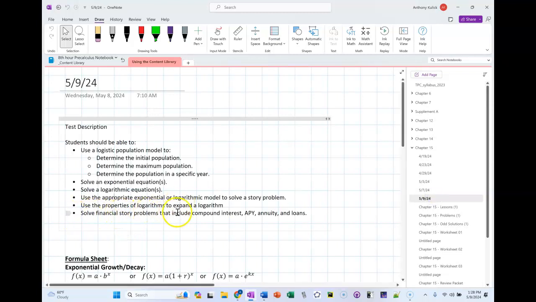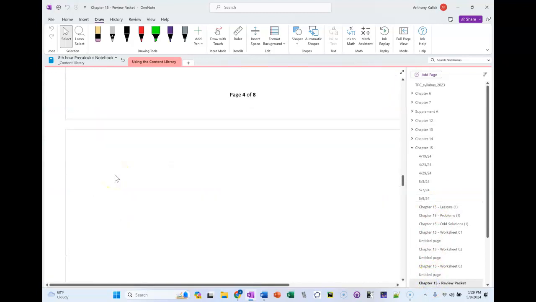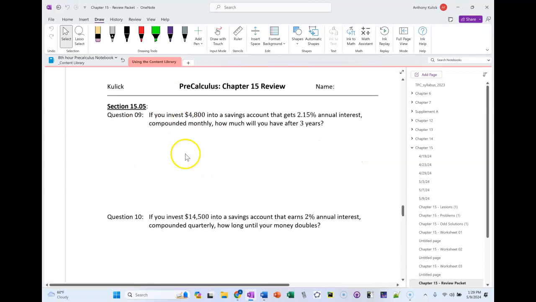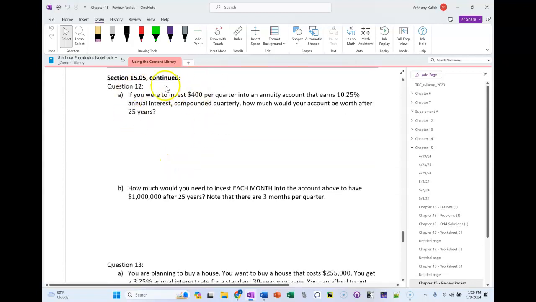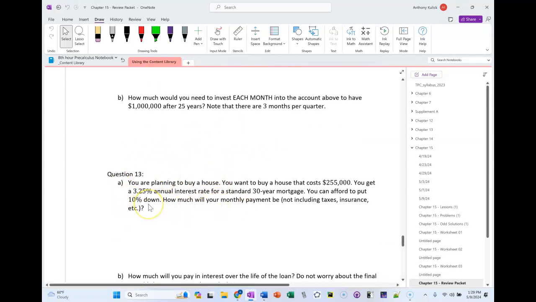And then solve financial story problems that include compound interest, APY, annuity, and loans. Again, if we look at our review, this is compound interest stuff. That's an APY one. Some more compound interest. Oh, nope, that's an annuity one. That's an annuity one. That's a loan one. So you should be able to do some story problems that are like these financial-based ones. Everybody's cool on what to expect? Find some good examples of this type of problem you're going to have to be able to do. Try to do that.